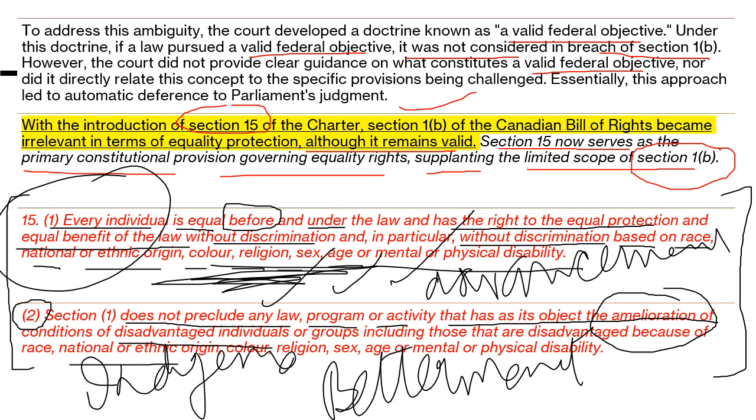So if the government is making something for indigenous people, some specific law, and is protecting them, that does not mean that your equality right is being infringed. It's just that the government is trying to give amelioration to those people, trying to put in some effort for the advancement of those who are vulnerable and disadvantaged. When I wrote my constitutional law exam, I got a question related to subsection 2 only.